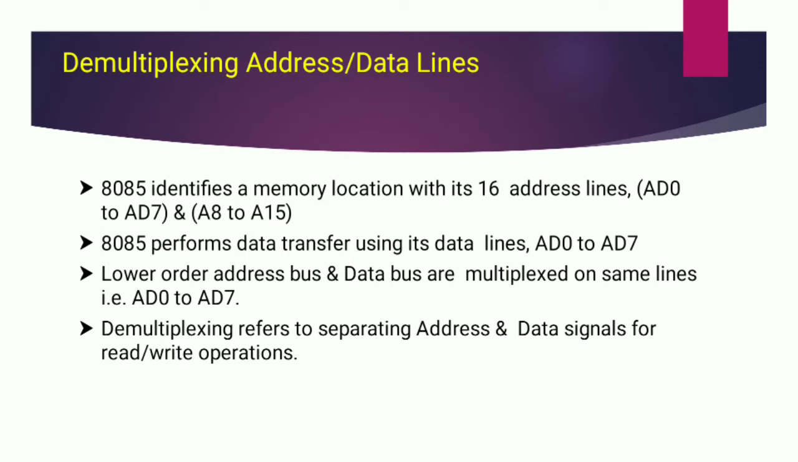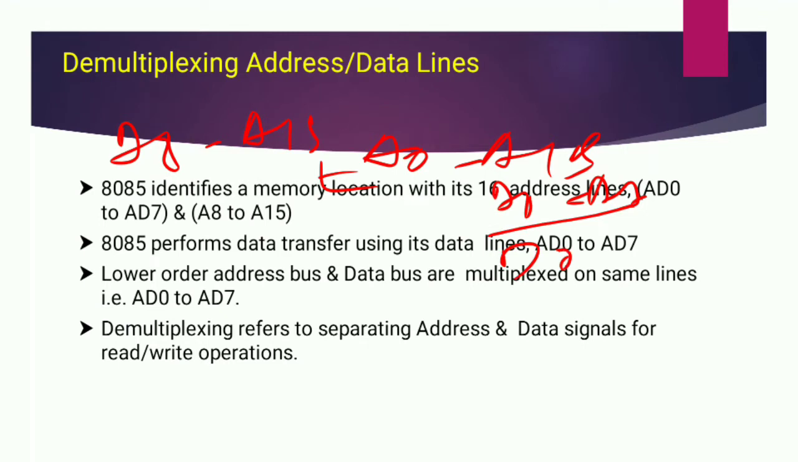Demultiplexing address and data line. As I told you, the concept of demultiplexing: 8085 identifies a memory location with 16 address lines, that is A0 to A15. The higher order address is A8 to A15, and the lower order address is A0 to A7, which is multiplexed with the data lines, that is D0 to D7.